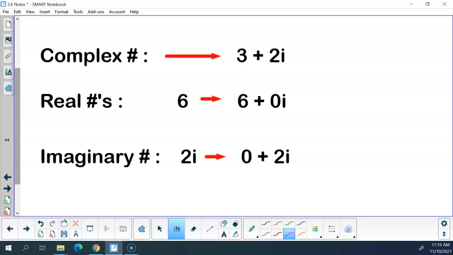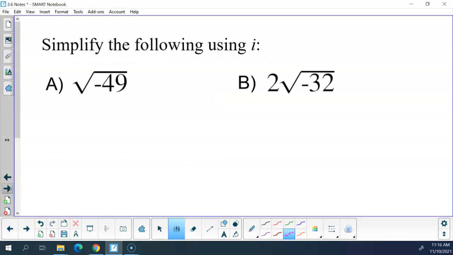Let's put it to work. Let's go to work. Okay. So, I would like you to simplify the following two examples.